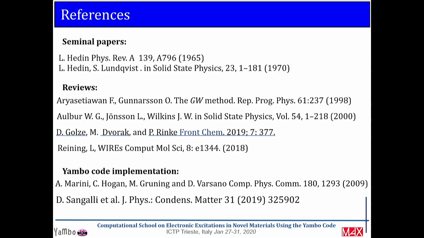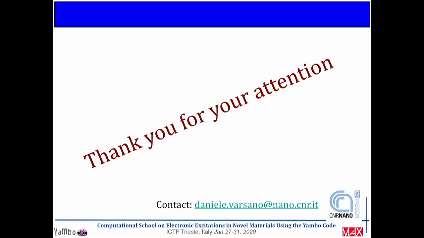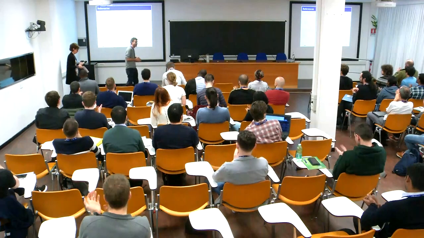Okay, I would like to leave here some references. These are the seminal papers of the Hedin's equations we have seen before. Here are some reviews, and I put here just two very recent reviews that appeared last year and this year on GW. It's a kind of compendium that I found quite useful, and these are the two papers on the practical implementation in the Yambo code. And I thank you for your attention.